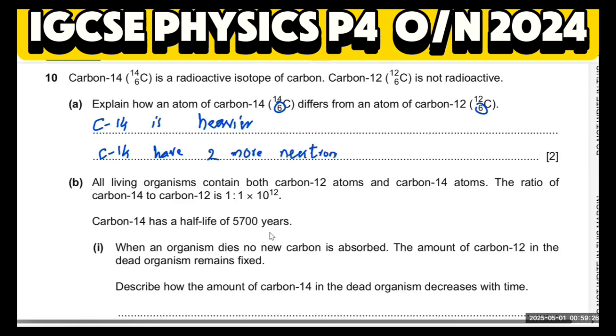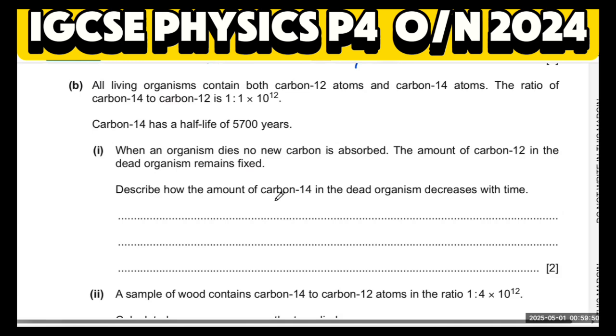These differences are enough, or you can write carbon 14 is unstable, or you can write carbon 12 is stable because it's non-radioactive. Every non-radioactive material is stable. So there are 4 differences you can write too. All living organisms contain carbon 12 and carbon 14 atoms. The ratio of carbon 14 to 12 is 1 times 10 power 12. Carbon 14 has a half-life of 5,700 years. When an organism dies, that is carbon dating, new carbon is no longer absorbed. The amount of carbon 12 in the dead organism remains fixed.